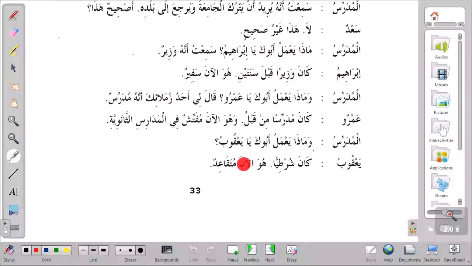هُوَ الْآنَ مُتَقَاعِدٌ. He is, at the moment, retired. When we say mutaqa'idun, it means a retired person, someone who is retired. The verb is taqa'ada, yataqa'adu. Taqa'ada means he retired. Yataqa'adu, he is retiring. The one who retired is called the mutaqa'idun. I hope that is clear.